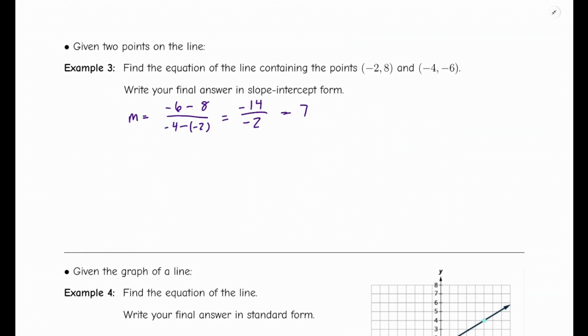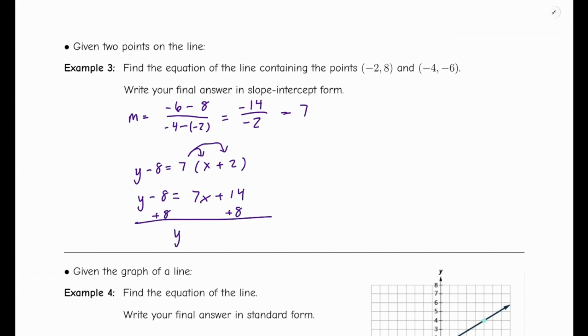Now you can use either point you want. I'm going to just use the first point. So then y minus 8 equals 7 (x minus -2). Well, minus -2 is plus 2. And again, I said give it in slope-intercept form, so now all I have to do is distribute and add 8 to both sides. And we get y equals 7x plus 22 as our final answer.